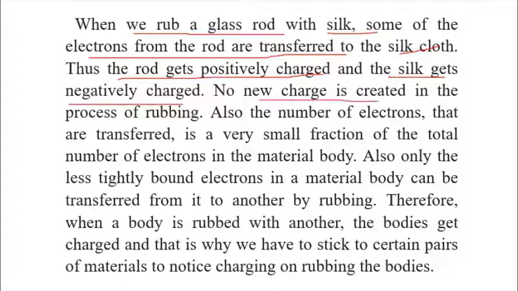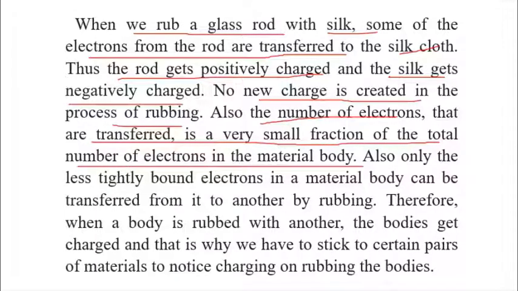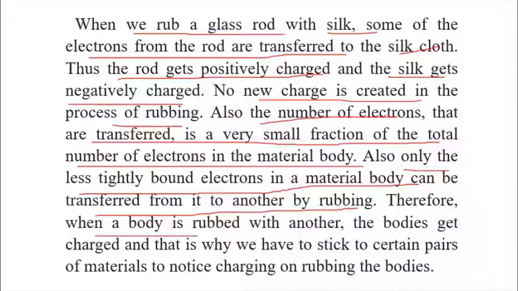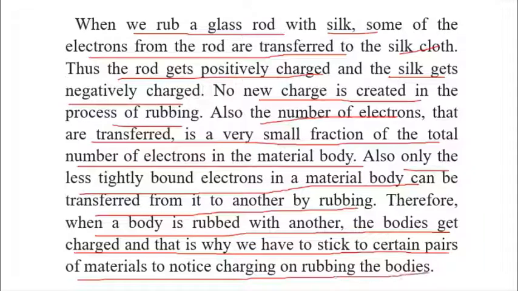Here, no new charge is created in the process of rubbing. The number of electrons that are transferred is a very small fraction of the total number of electrons in the material body. Only the less tightly bound electrons in the material body can be transferred to another body by rubbing. Therefore, when a body is rubbed with another, the bodies get charged, and that is why we have to stick to certain pairs of materials to notice charging on rubbing the bodies.